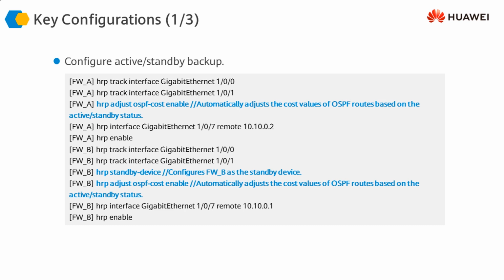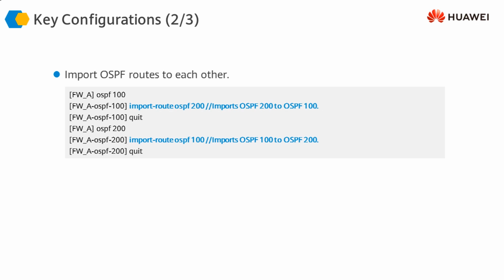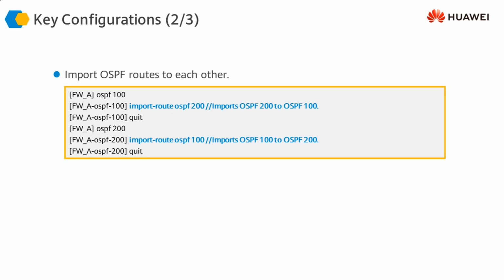Similarly, if you look at the OSPF configuration, you will see that you have created two OSPF processes, OSPF 100 and OSPF 200, and apart from doing the other necessary basic OSPF configuration, we finally do the mutual redistribution between OSPF 100 and OSPF 200. So you can see that the commands import-route ospf 200 and import-route ospf 100 are doing a mutual redistribution between OSPF processes 100 and 200.